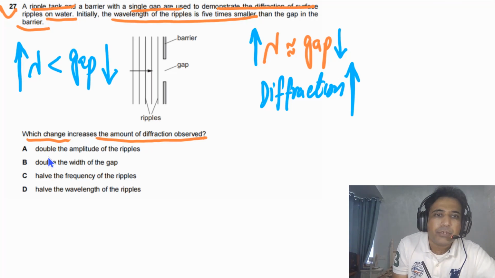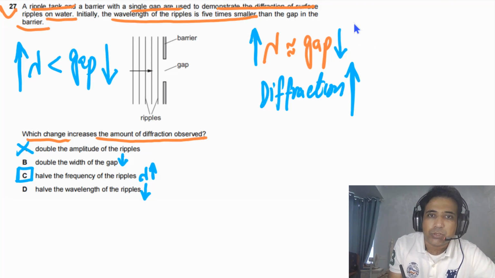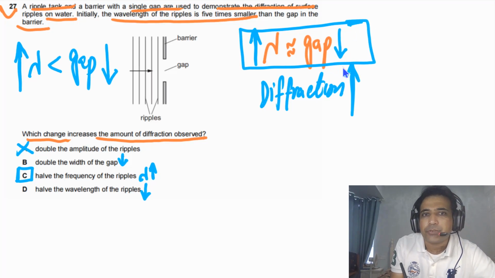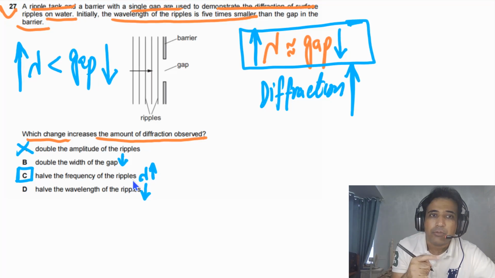Double the amplitude of the ripples, it has no effect. Double the width of the gap, this will decrease diffraction. Halve the frequency of the ripples, it means increase the lambda, so this will increase diffraction. Halve the wavelength of the ripples, this will decrease diffraction. So this question's answer is C, a typical question. This is the concept you need to understand. If we want to increase diffraction, we have to increase lambda and decrease the gap size. Halving the frequency means lambda is doubled because the speed of wave in the same medium remains the same. So the answer for this question is C.